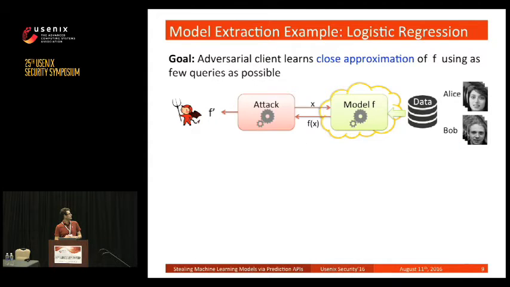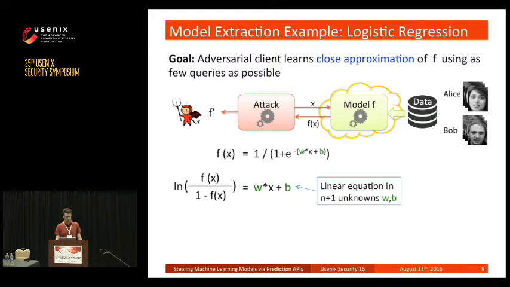So how might one extract such a model? Well, as I said previously, you want to interact with this prediction API. You give it inputs X, you get this output F of X. The crucial assumption here is that this API will actually give you this exact probability rather than just a class label. And this is essentially what, I think, all of the machine learning services we looked at actually do. Then it's a simple matter of rearranging terms, and you get a linear equation in the unknown parameters that make up your model.